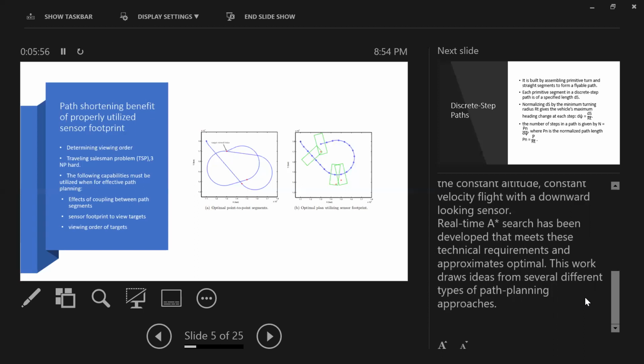And there are some capabilities that must be addressed for effective path planning, which are the coupling between the path segments, the sensor footprint, and the viewing order of the targets.